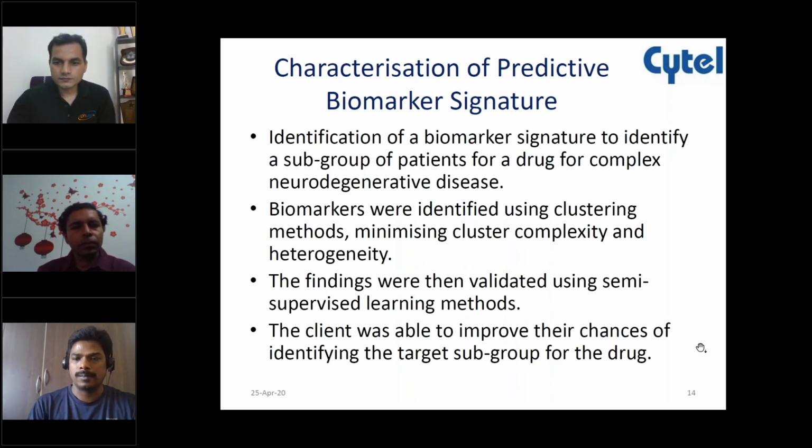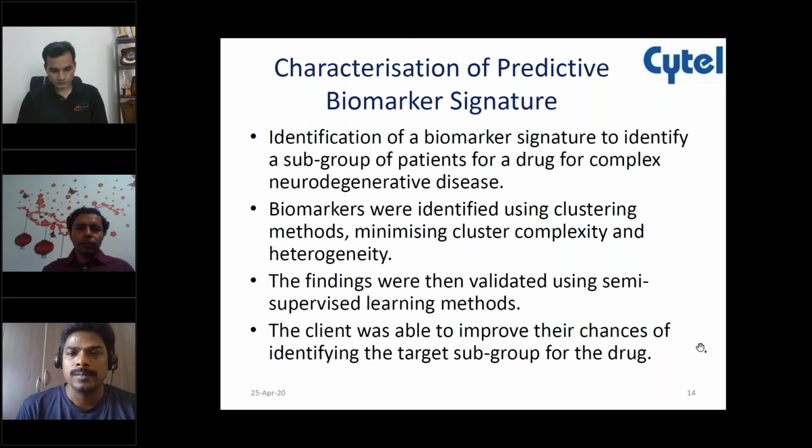This is an example about complementing a traditional clinical trial, and also it can be viewed as an example of personalized medicine. In this case, we were asked to help the client identify a biomarker signature that would in turn identify patient cohorts that had the best chance of responding to a particular drug, the drug of interest to the client. And we were looking at genetic data of prospective subjects. And to do that, we used methods like clustering to identify clusters of interest.